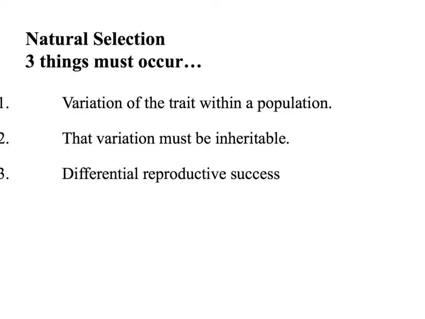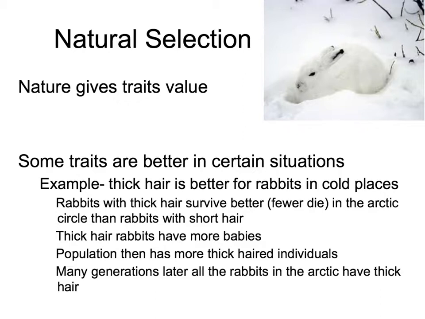There are three things that must occur for natural selection to work. The first is variations of a trait within a population. This means that a population has to have variations already present. The second thing is that these variations must be heritable, passed on from parent to offspring. The third thing that must occur is differential reproductive success. That means that one of the variations is better suited to the environment and allows that individual to reproduce more times than its competitors. Remember, during this process, nature gives traits value.